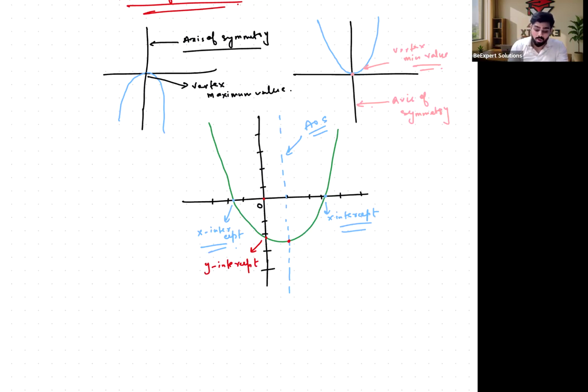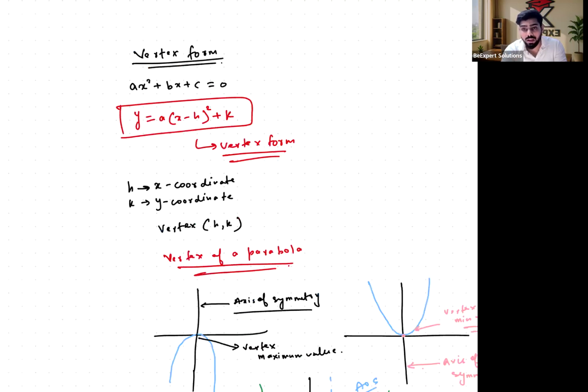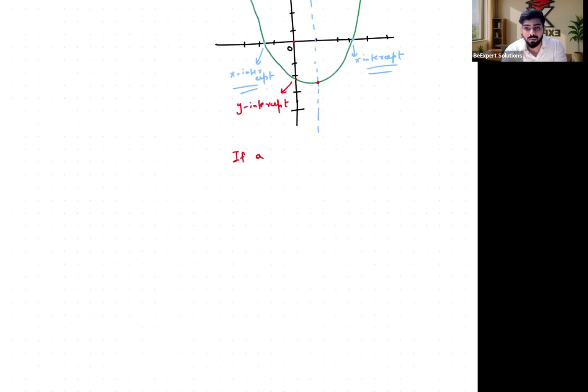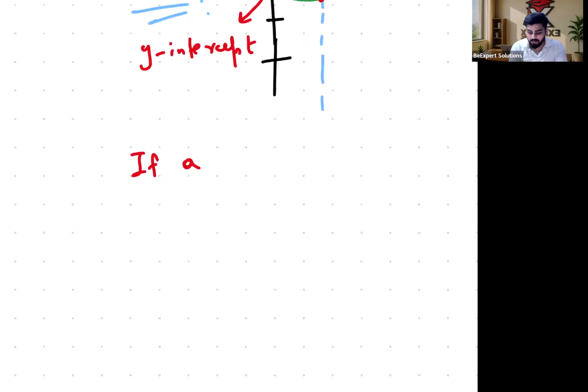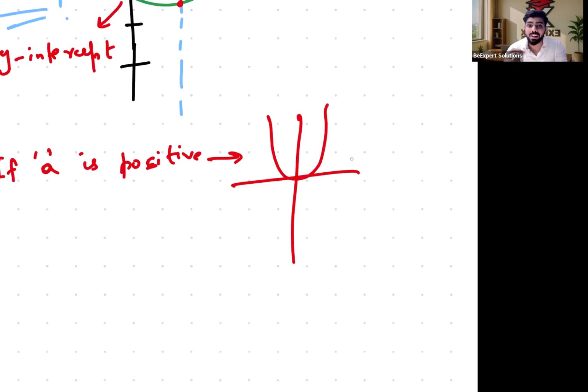Now, the concept that you need to remember here is that if your A from the equation which I have just written at the top, y equals a times (x minus h) whole square plus k, is positive, then obviously your parabola will open up. It will look like a U-shaped structure, and it shows you the minimum point on the graph, which is this point here.